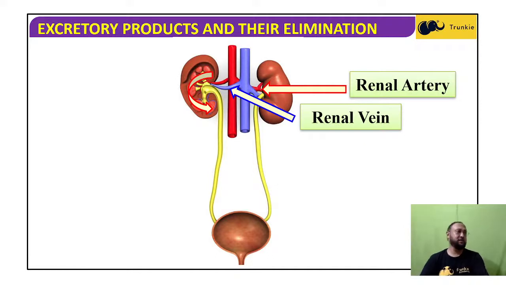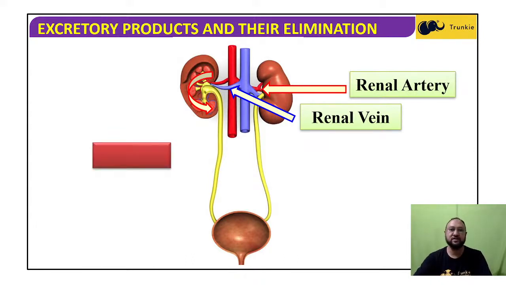You must know that blood vessels are shown in blue and red color. Pure blood is often represented by red, but here you can see blue, which means it is impure. So the renal artery brings the blood to the kidney, and the renal vein takes it back after the filtration is done.